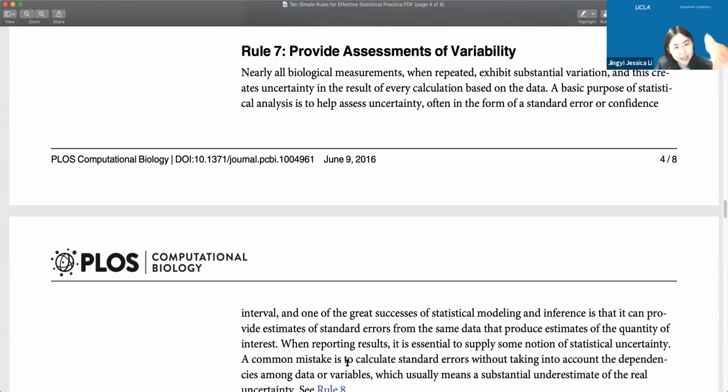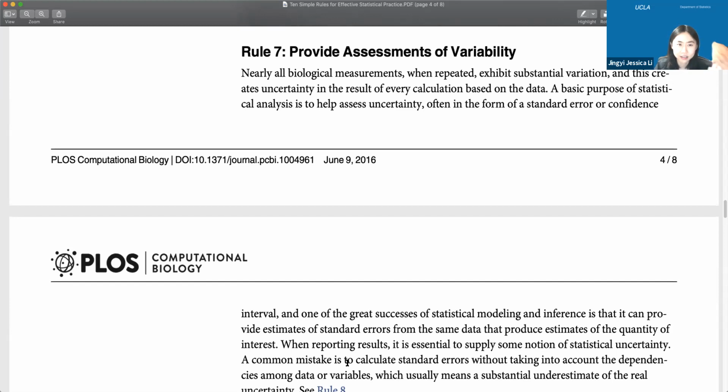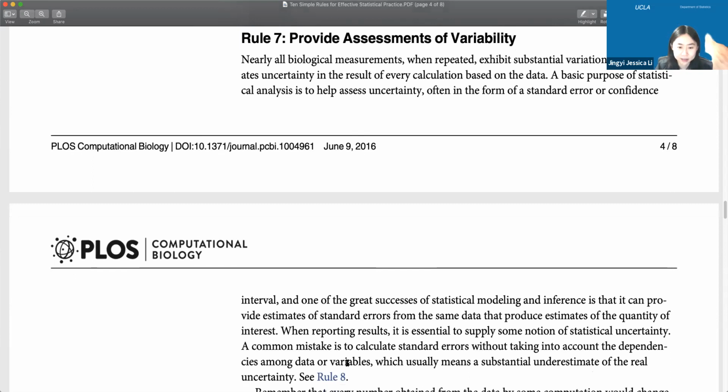You need to provide that standard error, or you can provide a p-value. That's another thing we're going to talk about soon, hopefully before this lecture ends. The p-value is so widely used, but so widely misused in bioinformatics.